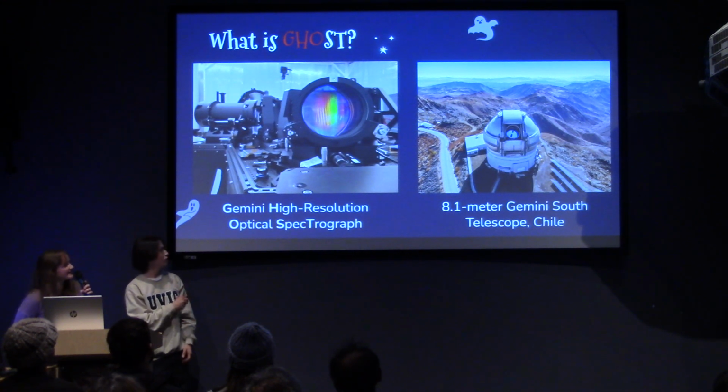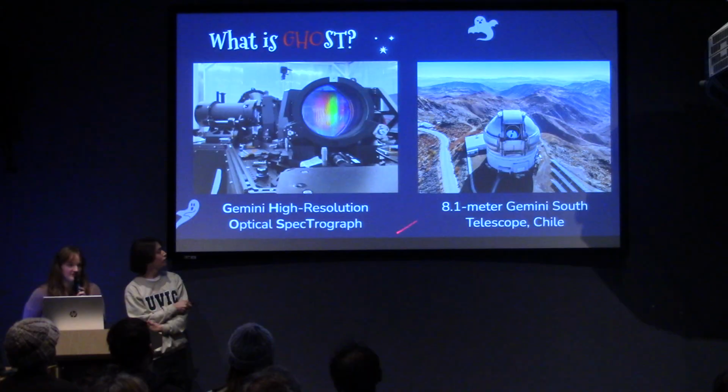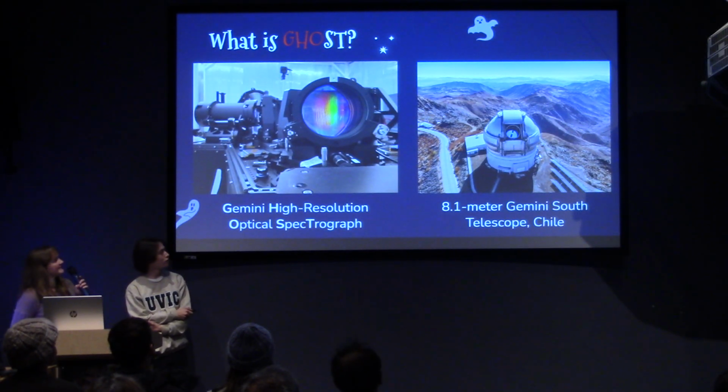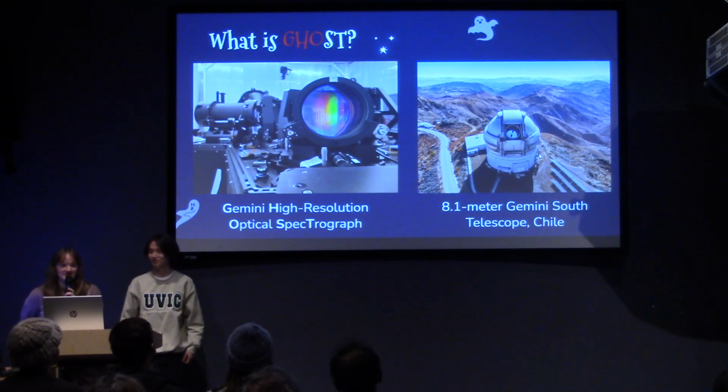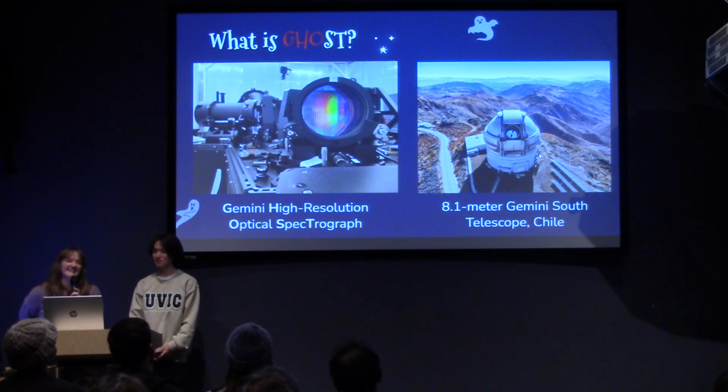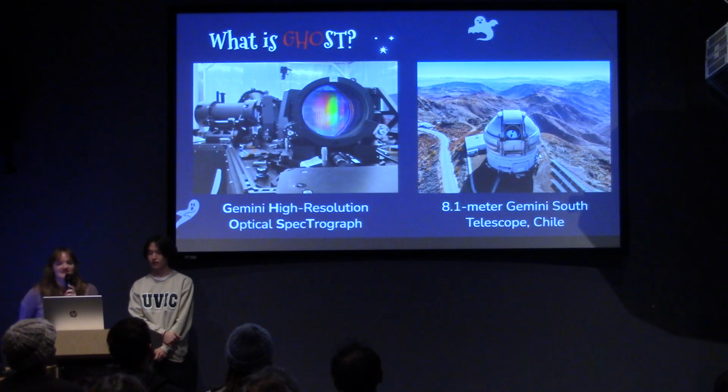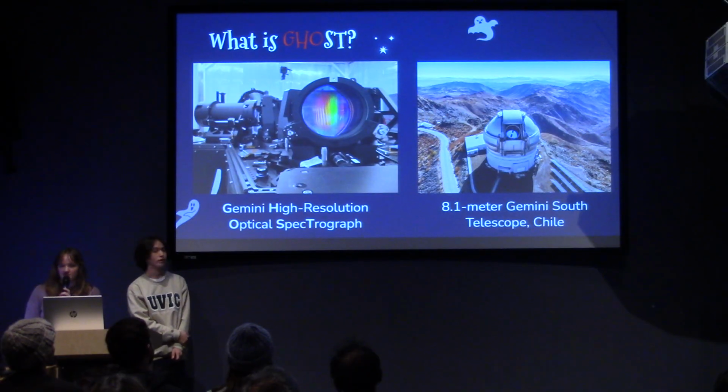It is located at the Gemini South telescope over in Chile. It stands for the Gemini High Resolution Optical Spectrograph. We're really creative with our acronyms here in astronomy. We really try to make things work. But this is the instrument that takes all of our information for us.